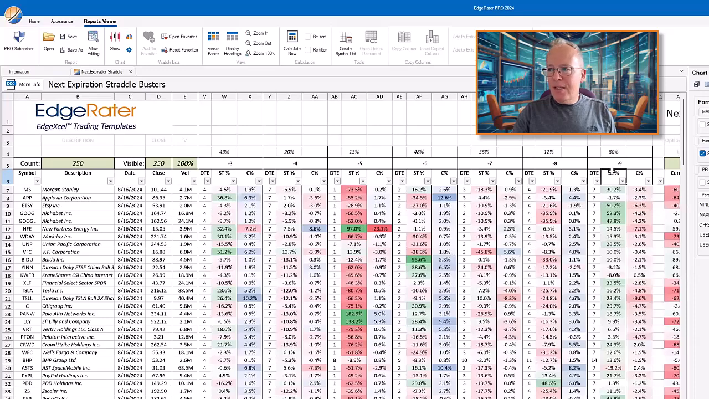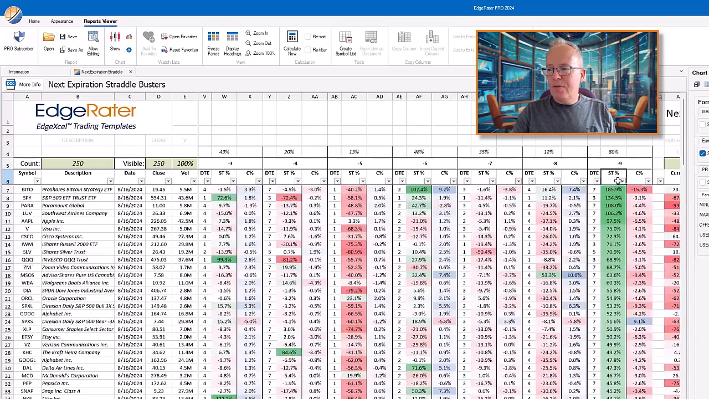80% of the stocks 10 days ago made unexpected moves. That is an extremely high number. I've been watching this particular template for probably nearly a year now, and the normal number that I've been seeing is around 30%.